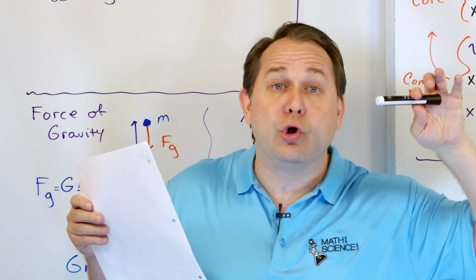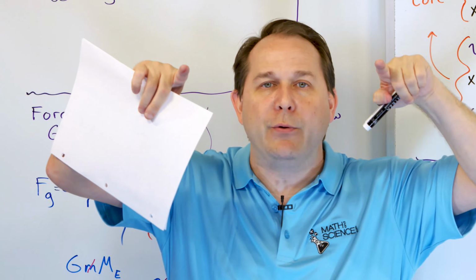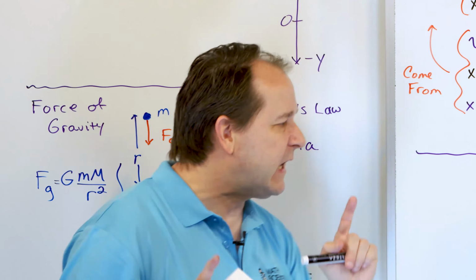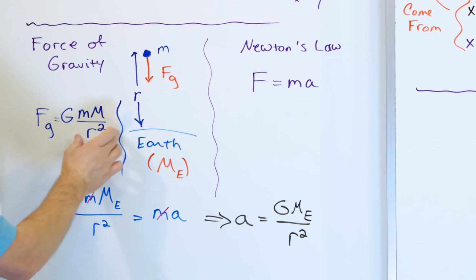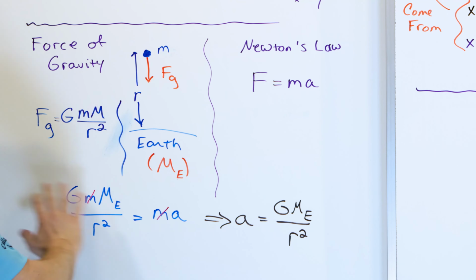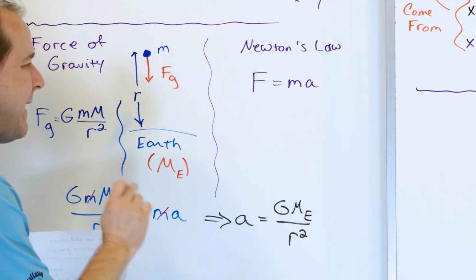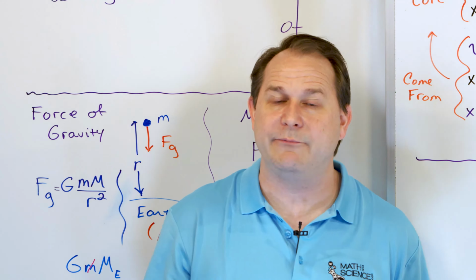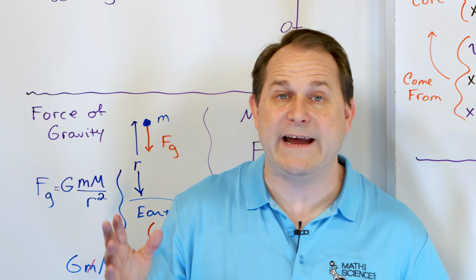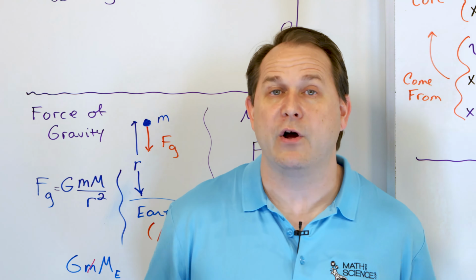The pencil is pulled down with a higher force of gravity, but they both hit the ground at the same time. They both accelerate at the same rate, because when we set the force of gravity equal into Newton's law, the mass on both sides completely cancels, and so the acceleration of gravity does not depend on the mass of the object. That means all objects must fall at the same rate. I'll say it again. That means all objects must fall at the same rate.